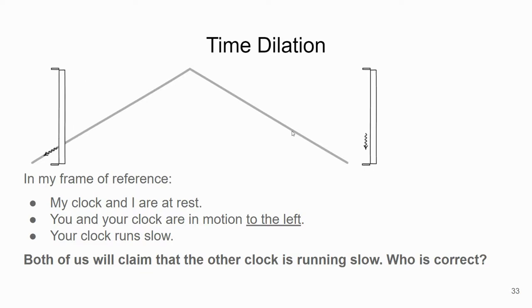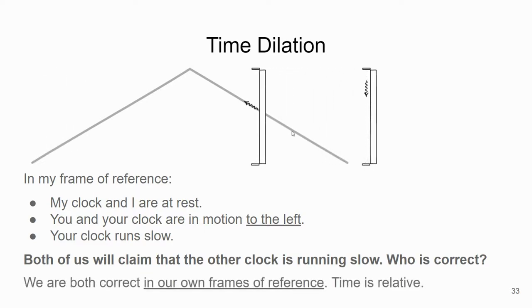So the $1,000,000 question is, who is correct? And the answer is, we are both correct in our own frames of reference. Time is completely relative. Time is not an absolute thing that ticks along and everyone can agree with. It's completely relative. And neither one of us is more right or less right than the other when we talk about our clocks. You just have to be specific and talk about your own frame of reference.